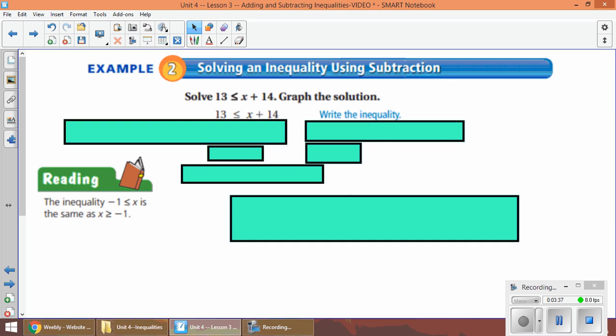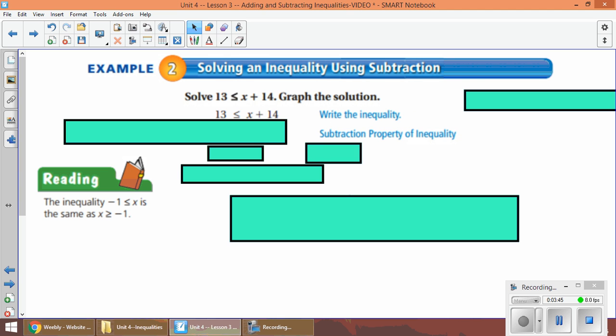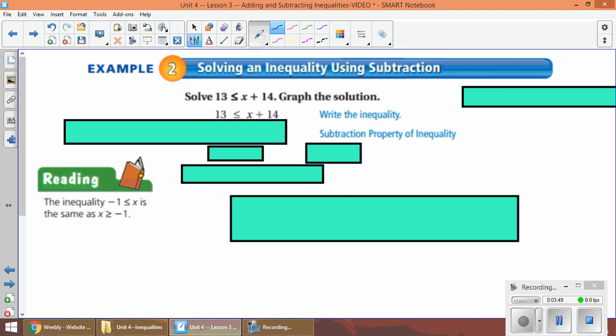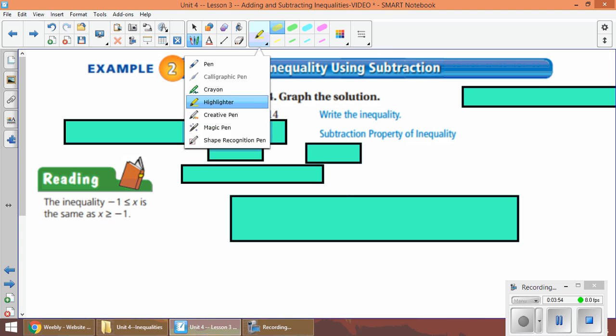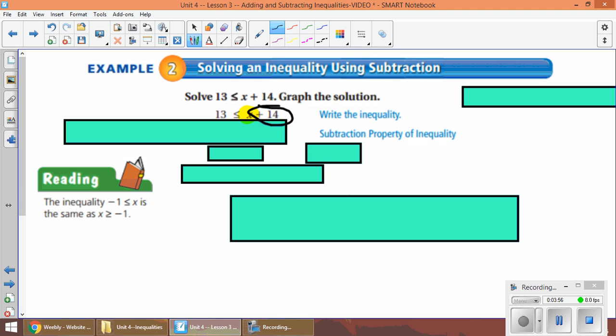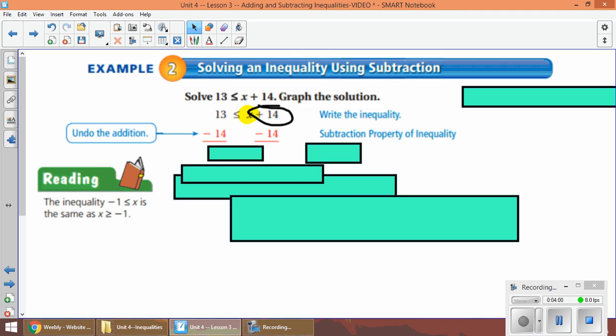All right, here's example number 2. 13 is less than or equal to x plus 14. So what we're going to do is apply the subtraction property of equality. I want to isolate my variable x. So what's happening to x? Well, we're adding 14. So what's the inverse of adding 14? That's subtracting 14. So it's just like the equations. The only thing that's different is that you don't have an equal sign anymore.